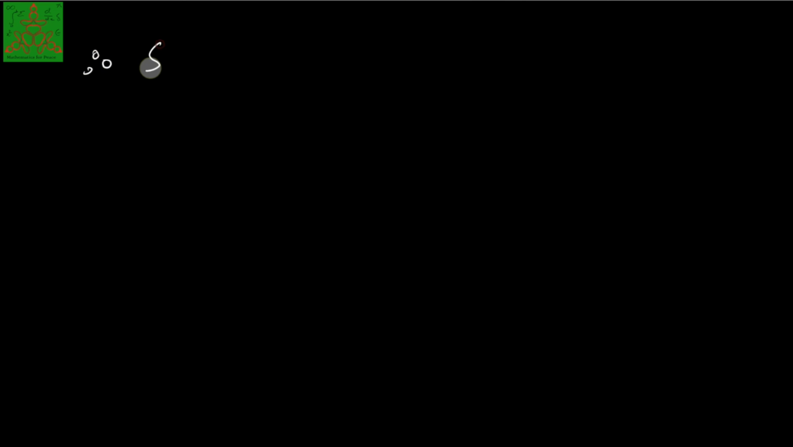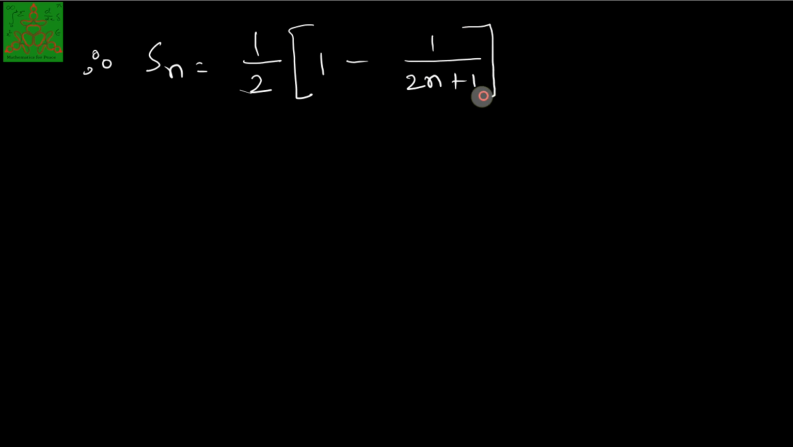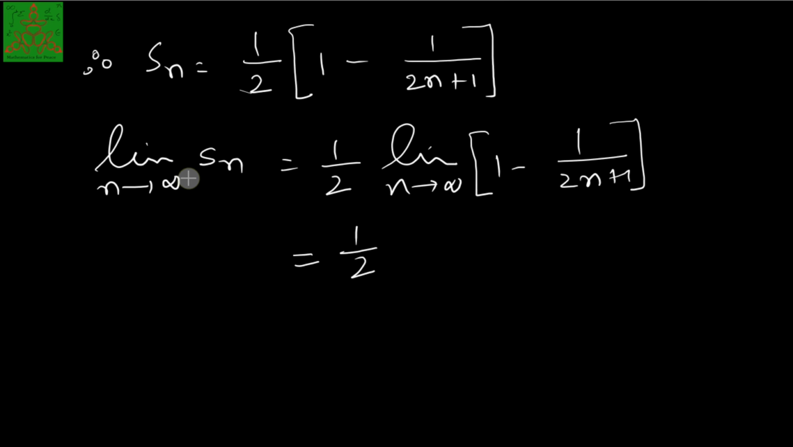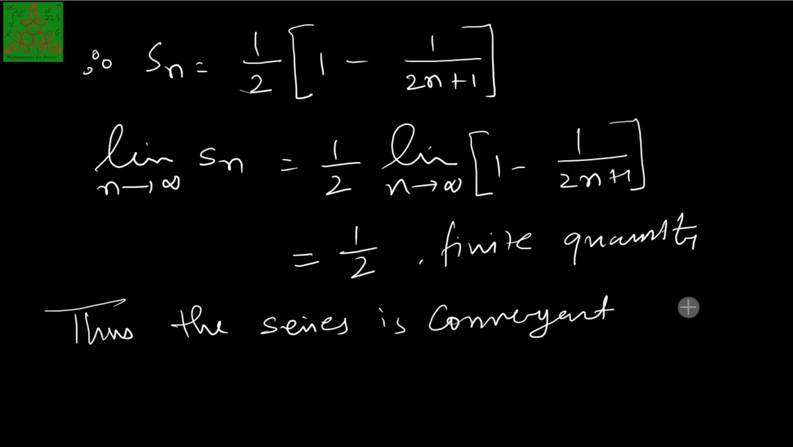Therefore Sn is 1 by 2 into (1 minus 1 upon 2n plus 1). If I take the limit as n tends to infinity, 1 by 2 is independent of n, so we write 1 minus 1 upon 2n plus 1. As n tends to infinity, 1 upon 2n plus 1 tends to 0, so that quantity becomes 1 by 2. Hence the limit of Sn is 1 by 2, which is a finite and unique quantity. Thus we can say the series is convergent, and its sum is 1 by 2.